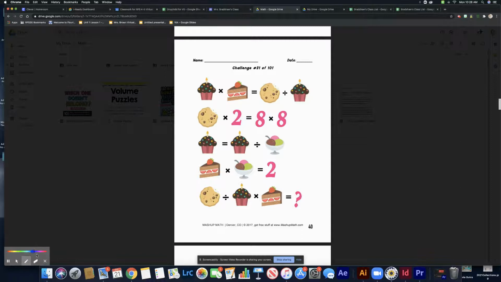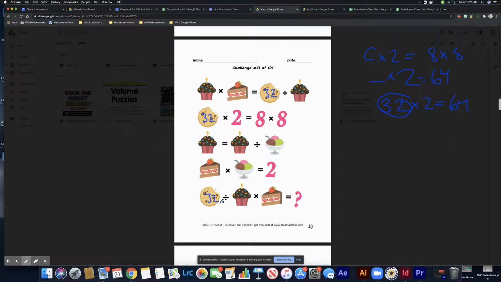And I see that right here I have a cookie times 2 equals 8 times 8. So a cookie times 2 equals 8 times 8. Well, I know that 8 times 8 is 64. So what times 2 equals 64? Well, I know 32 times 2 equals 64. So my cookies are all going to be 32. So I'm changing all of them to 32.